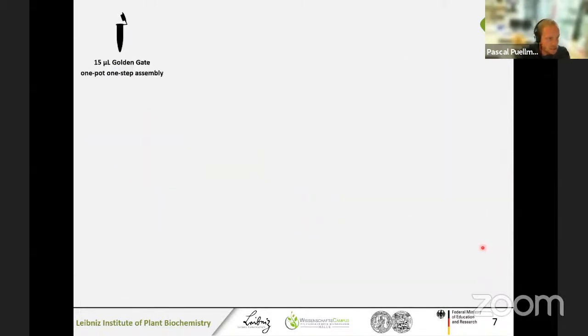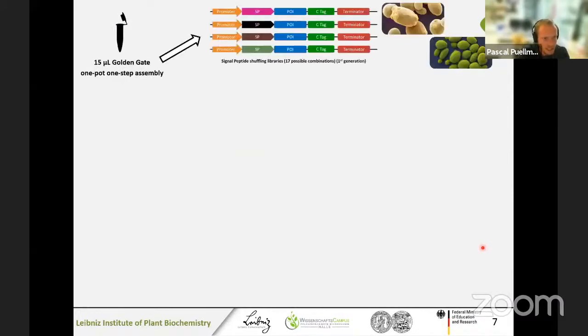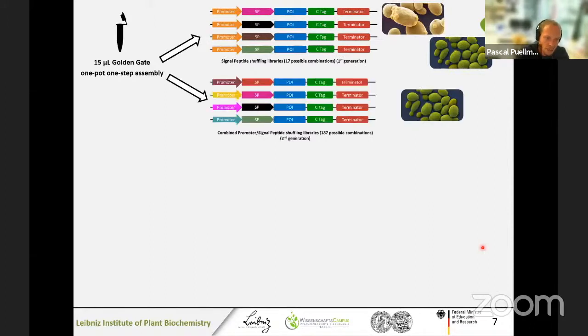So basically, it's very simple. You just have 50 microliters of your setup. It's one pot, one step, Golden Gate. And you can assemble a signal peptide shuffling library with 17 possible combinations. That's what we call the first generation, which works in both yeasts. Then, as I mentioned, we focused a bit on Pichia, and put this combination together where you can end up with 187 possible combinations in just 50 microliters. This is the second generation of the system.